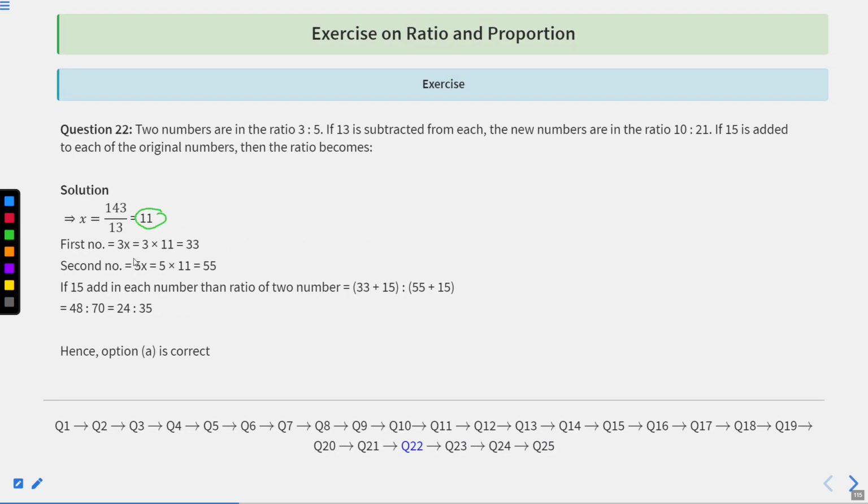So the first number will be 3x, that is 33. The second number will be 5x, that is 55. And if 15 is added to each number, then the ratio is going to be 33 plus 15 is to 55 plus 15. That is 24 is to 35. So the option correct here is option A.